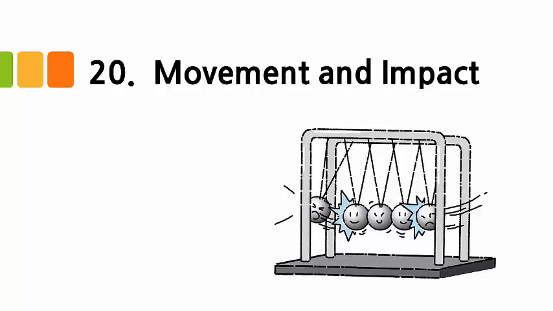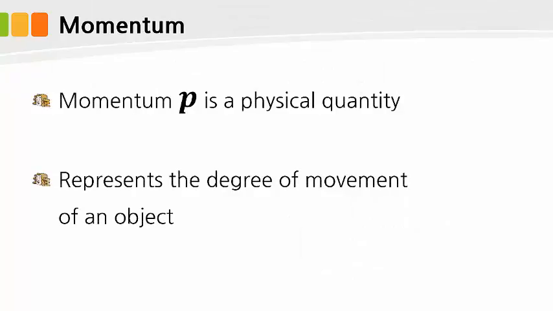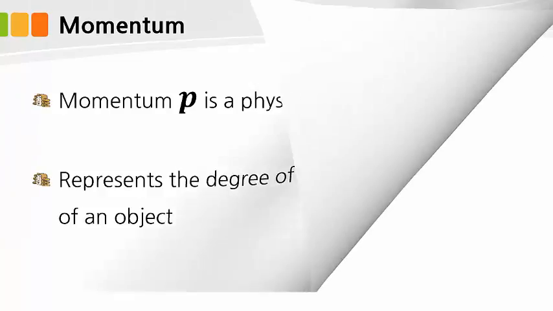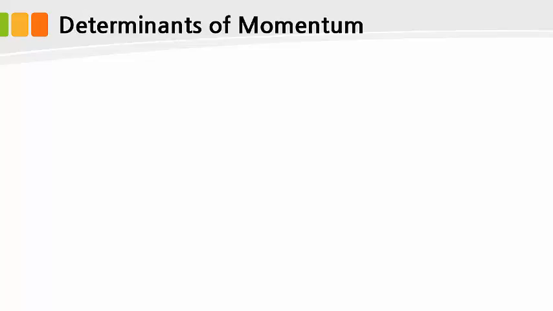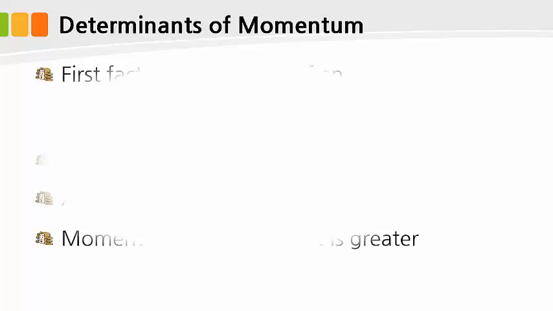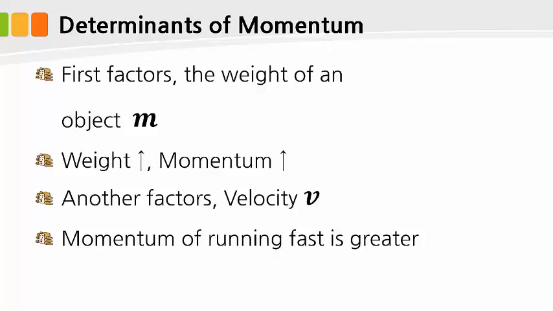Let's look at the movement and impact. Momentum p is a physical quantity that represents the degree of movement of an object. The first factor is the weight of an object, m: as mass increases, the momentum will increase as well. Another factor is the velocity v. The momentum of running fast, rather than walking slowly, is greater for the same mass.